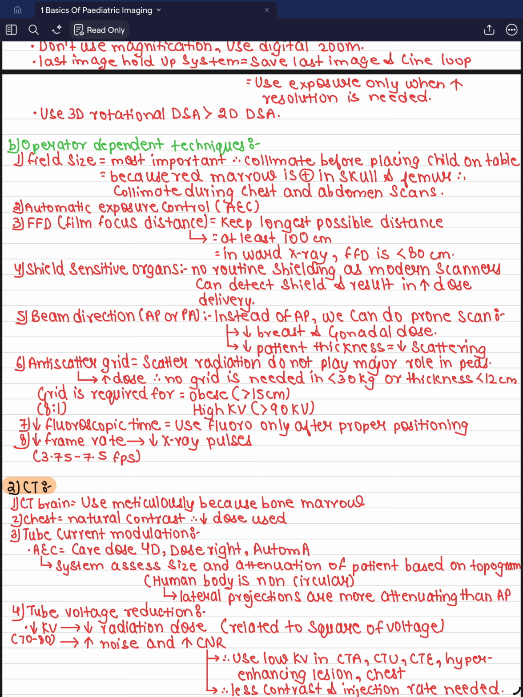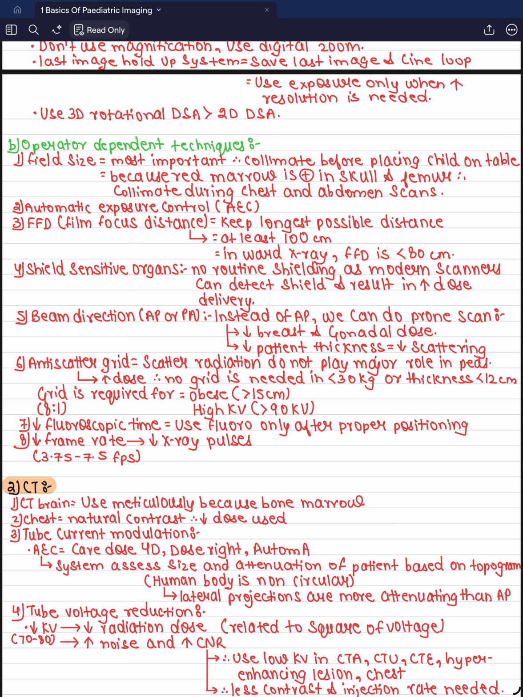The breast and gonad will be exposed less. There will be less dose to them. Secondly, when you lie prone, your belly is compressed, right? So it will decrease the patient thickness, and therefore it will decrease the scattering. So this is the effect of beam direction.